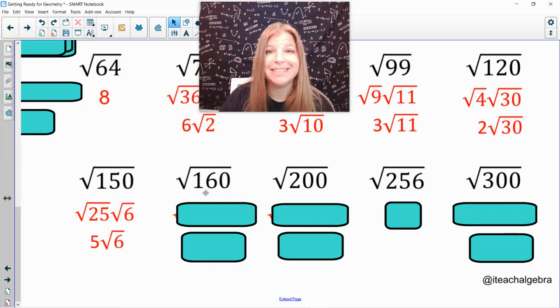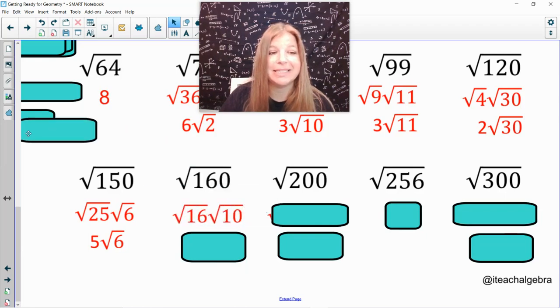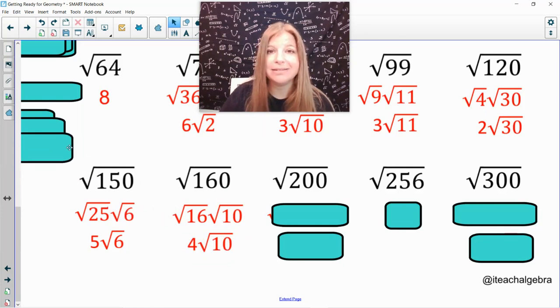Next one, 160. 16 definitely goes into it 10 times. Radical 16, radical 10 is then 4 radical 10.